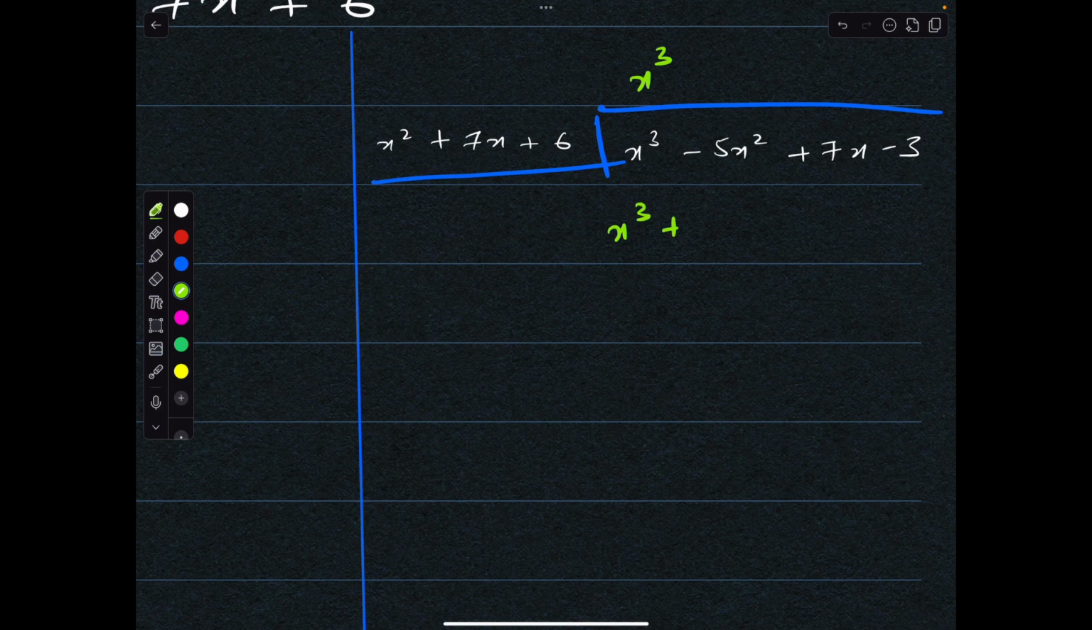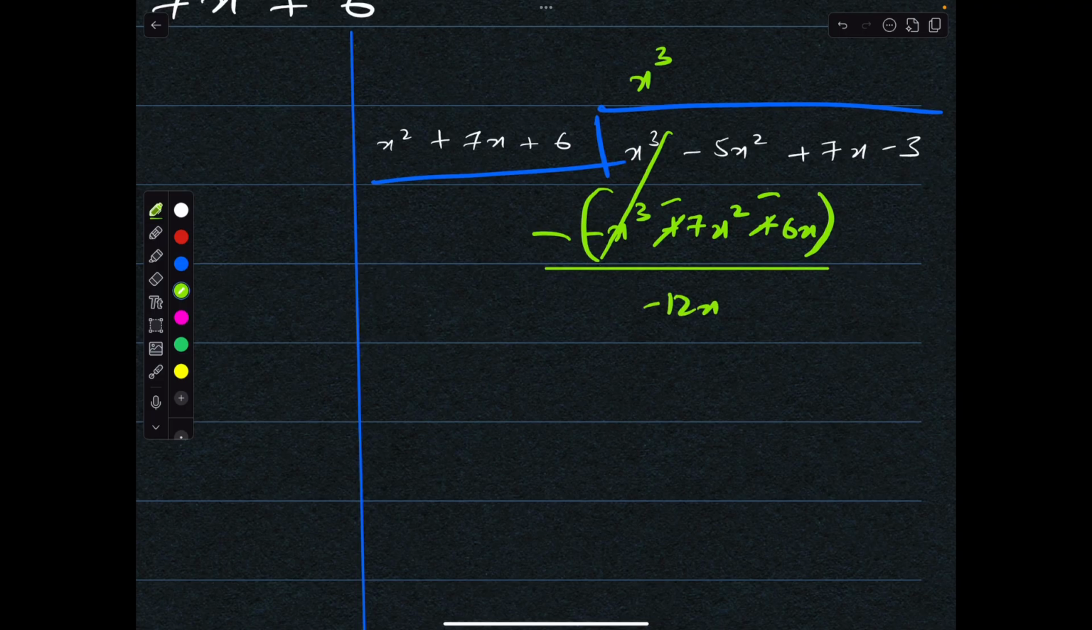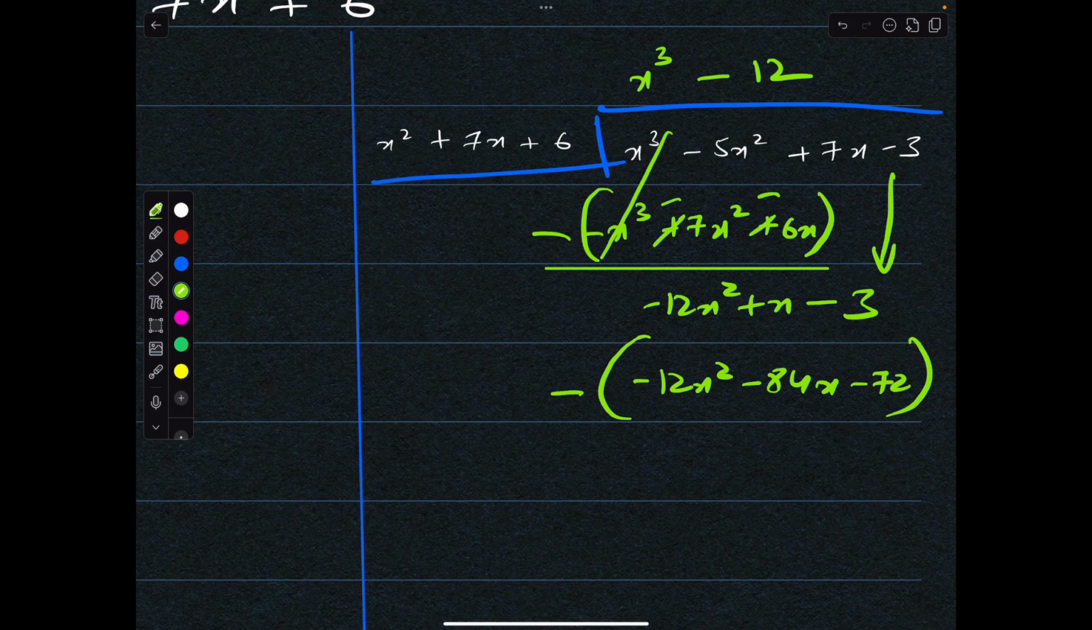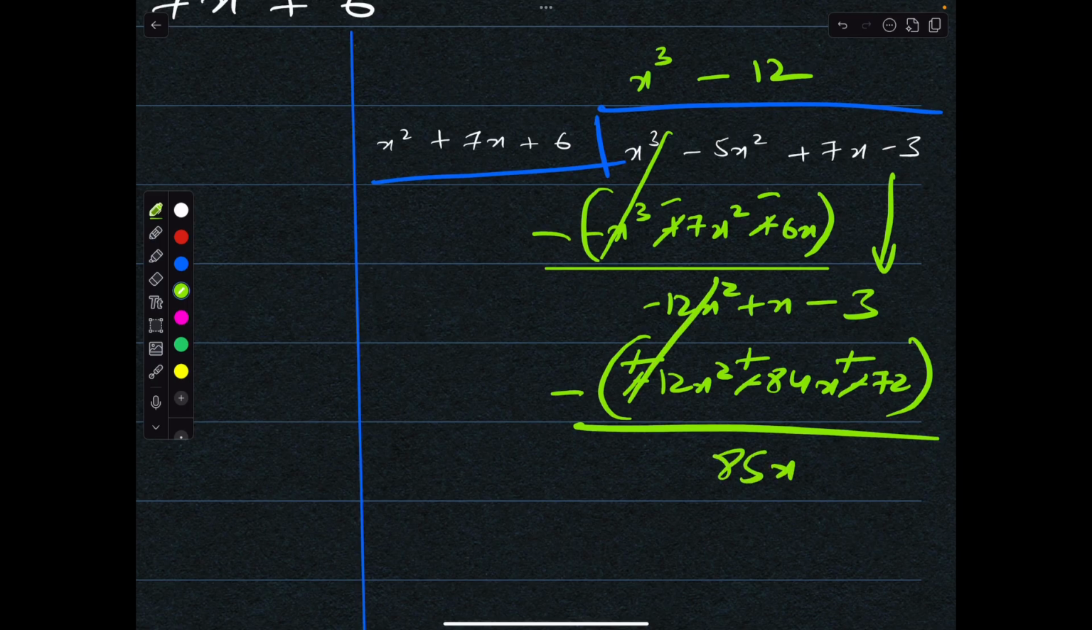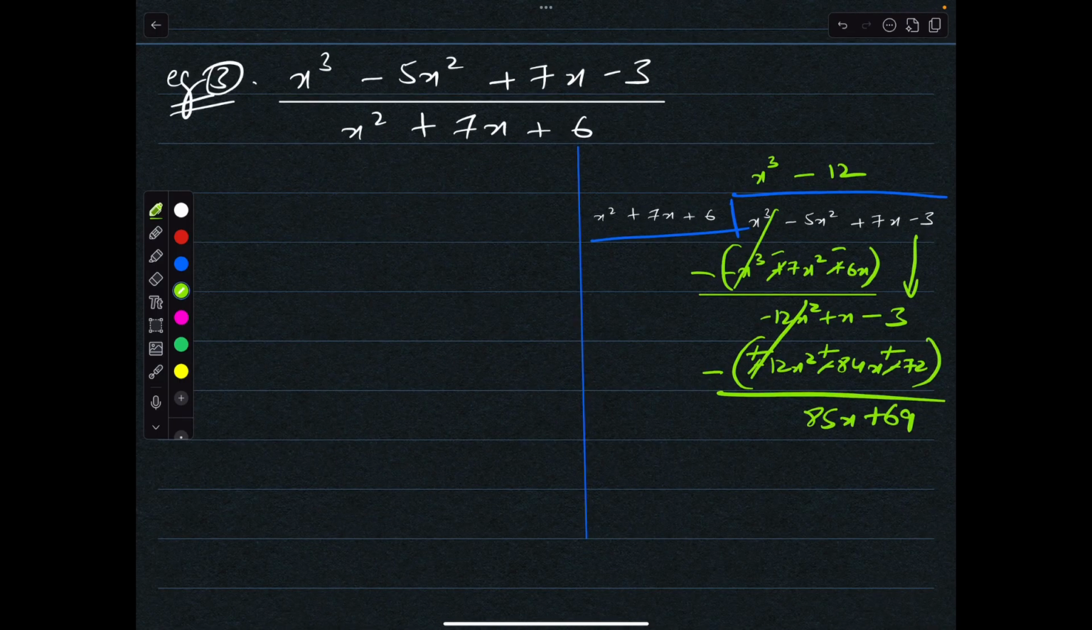So I have x cube plus 7x square plus 6x. I'll subtract the whole thing, and plus turns minus. So I'll be left with minus 12x square and a plus x. Bring the minus 3 down, and I also need a minus 12 in the quotient. So minus 12x square minus 84x minus 72. Subtract the whole thing. The minus 12x squares cancel off. Minus turns plus, and I'll be left with 85x plus 69.